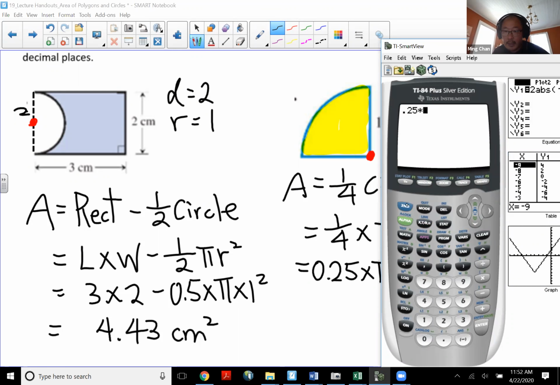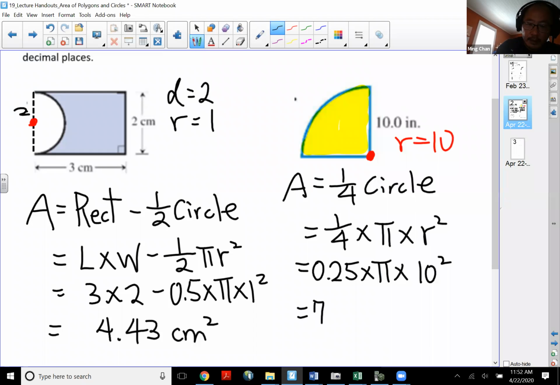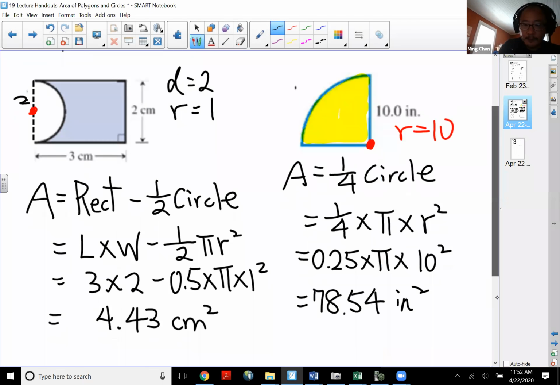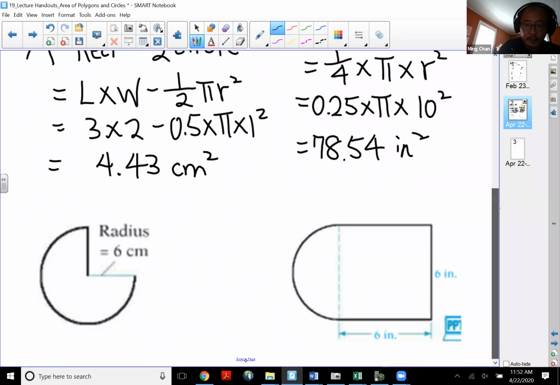Times the pi key times 10 squared. Voila, 78.54 square inch. All right. What you see is what you do.